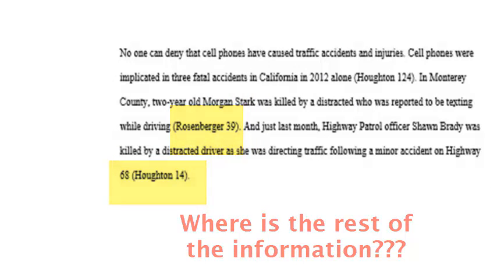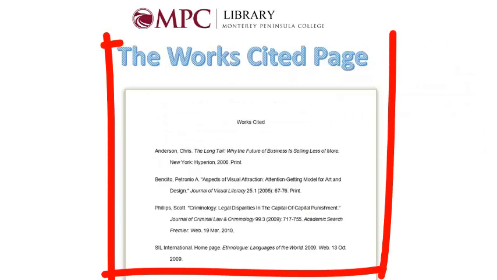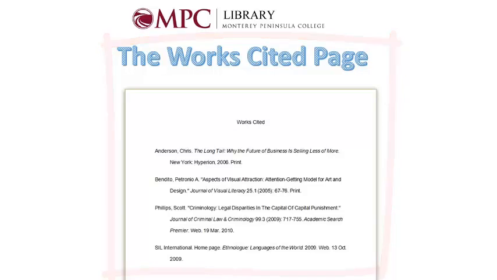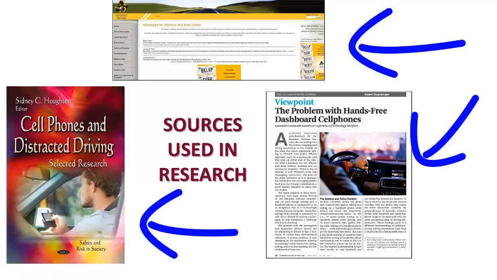If you said on a page at the end of the paper, you're right. And what's that page called? It's called a Works Cited page. So now we're going to build a Works Cited page for the paper about distracted driving using the sources that we talked about earlier. Once you've gathered the information, how should that information be arranged?